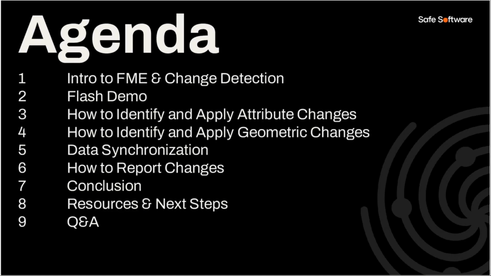Yeah, so I'm going to quickly run through the agenda just to give you a heads up of what's going to happen today. So I'll kick us off with an introduction to FME and a really cool transformer called the ChangeDetector. I will then run through a flash demo just to quickly get you used to the ChangeDetector transformer. I'll then pass it off to Emma, who will go through how to identify and apply attribute changes, as well as how to identify and apply geometric changes. Emma will then pass it back to me, and I'll go through data synchronization. And then Dave is going to wrap it up with one final demo on how to report changes. I'll quickly run through a conclusion before handing it back to Elizabeth, who will go through resources and next steps before wrapping it up with a Q&A.